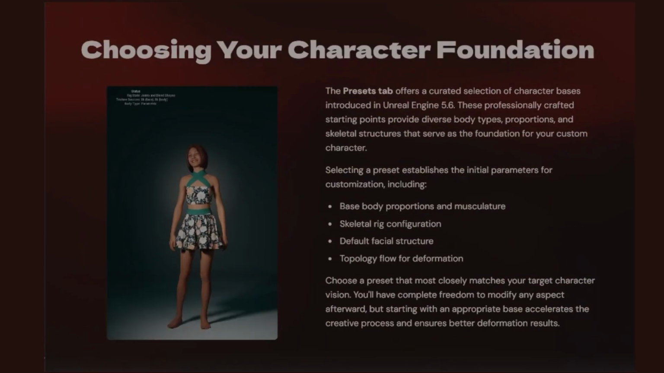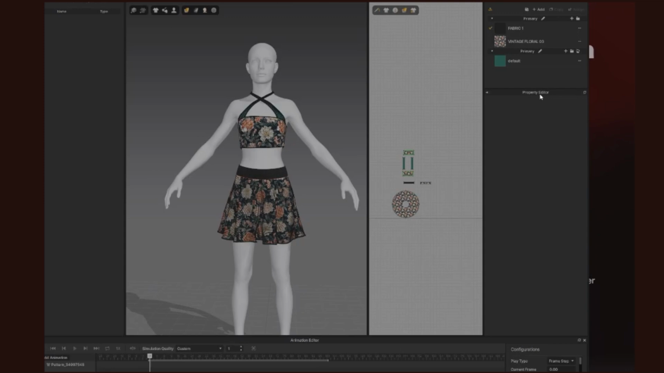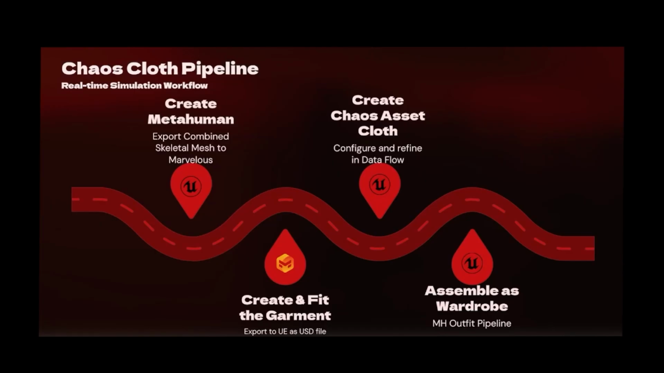If you've been following along with my earlier sessions, you should already have your MetaHuman and garment prepared and ready to go. Let's begin with the Chaos Cloth pipeline, which is a real-time simulation workflow. We start by creating our MetaHuman inside Unreal Engine. With Unreal Engine 5.6, the process is much more streamlined. We can now export the entire MetaHuman, both the head and the body combined, directly to Marvelous Designer with just the click of a button using the Clo plugin.